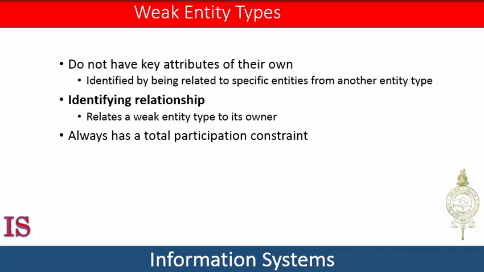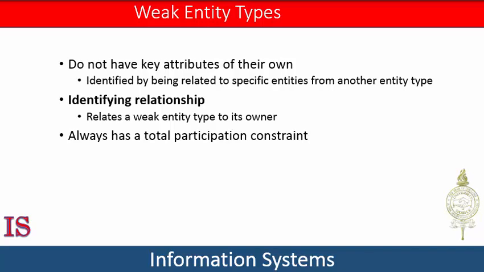However, not every existence dependency or total participation results in a weak entity type. For example, a driver's license entity cannot exist unless it's related to a person entity, even though it has its own key, license number, and is therefore not a weak entity.